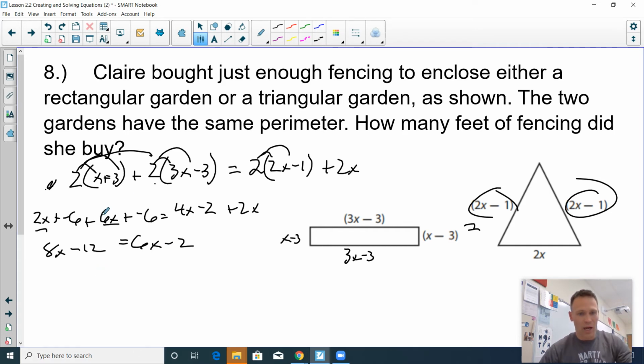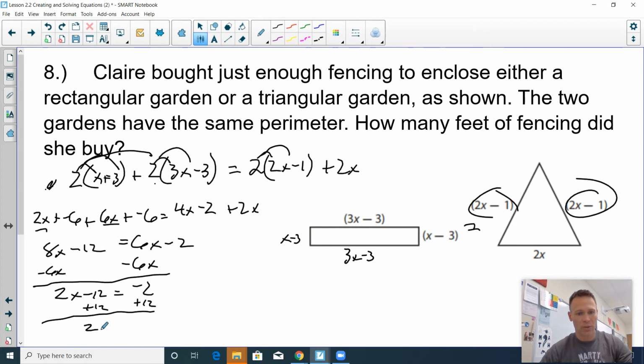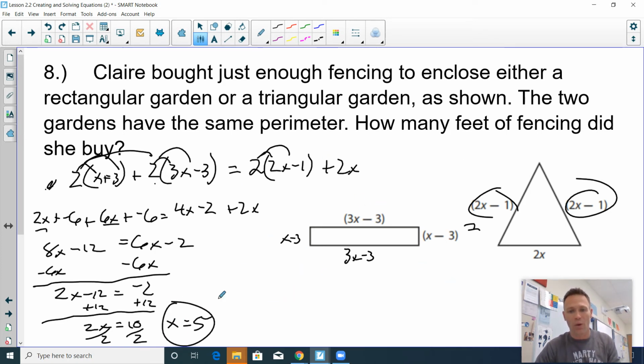I want to subtract the 6x from both sides. That'll give me 2x minus 12 is equal to negative 2. I'm going to add 12 to both sides, and I'll get 2x is equal to 10. Divide by 2, I get x is equal to 5. Now all I have to do is substitute this into any one of these, right? And if they have the same perimeter, I'll be able to figure out, now that I know that x is 5, what that perimeter is.